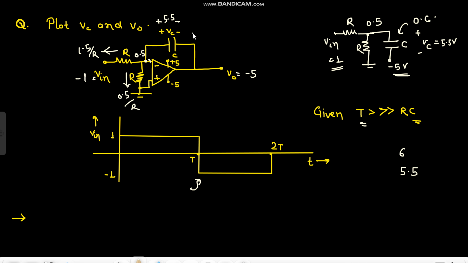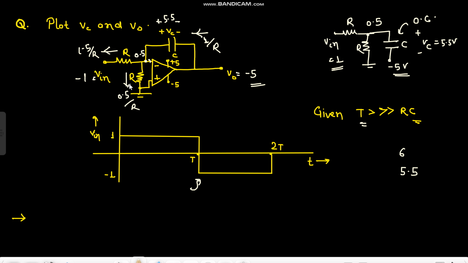So there is 1 by R current flowing through this capacitor. Now the capacitor will start discharging, but will it discharge exponentially, or will it discharge linearly? It will discharge exponentially, because this is at a constant voltage again, -5. There is no one who can change it, and there is no constant voltage here. 0.5 is not constant.